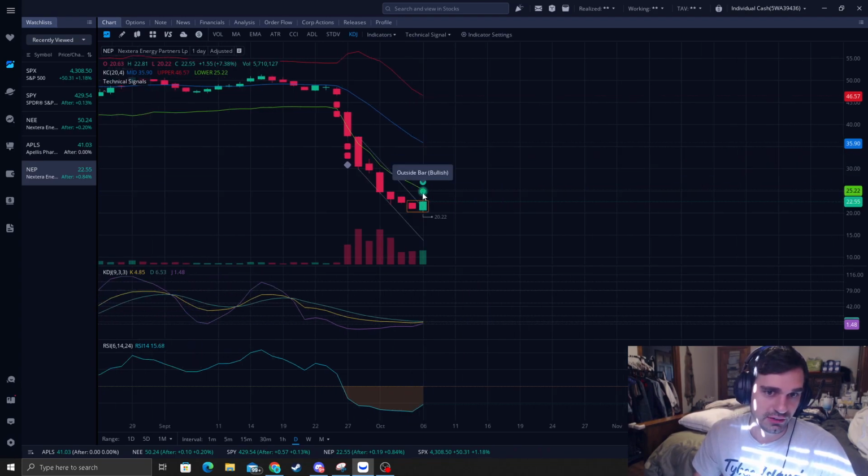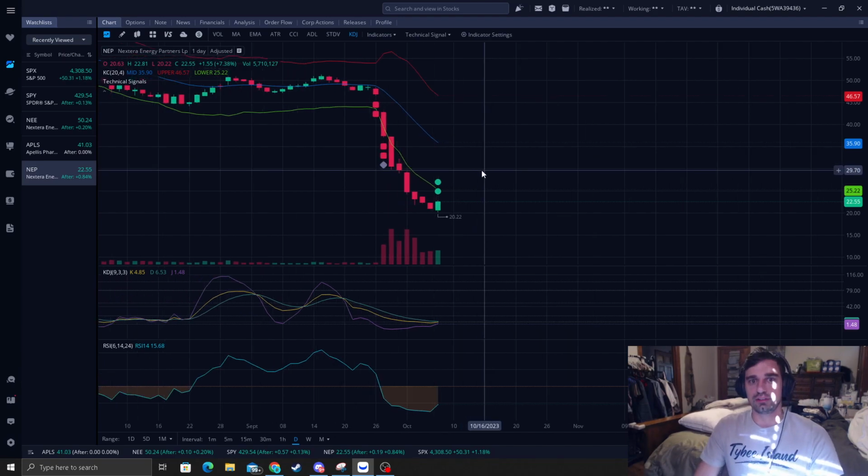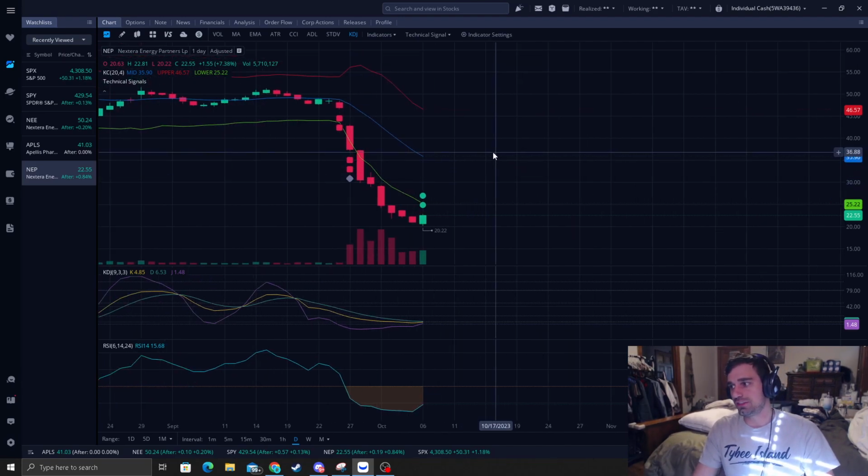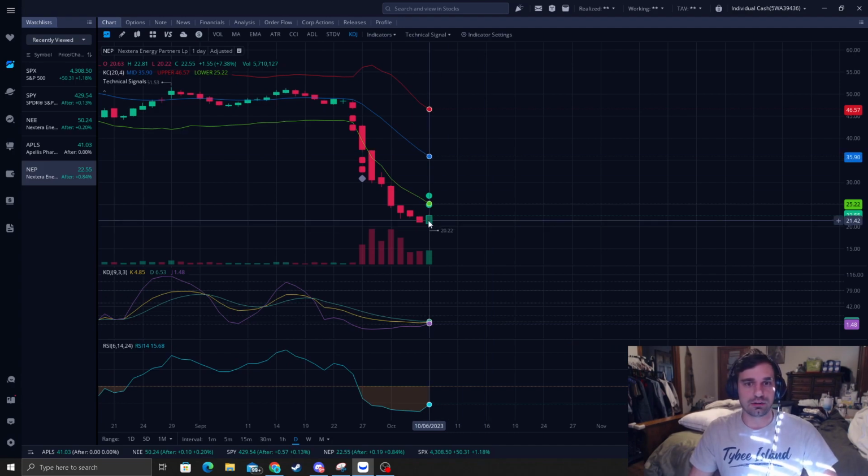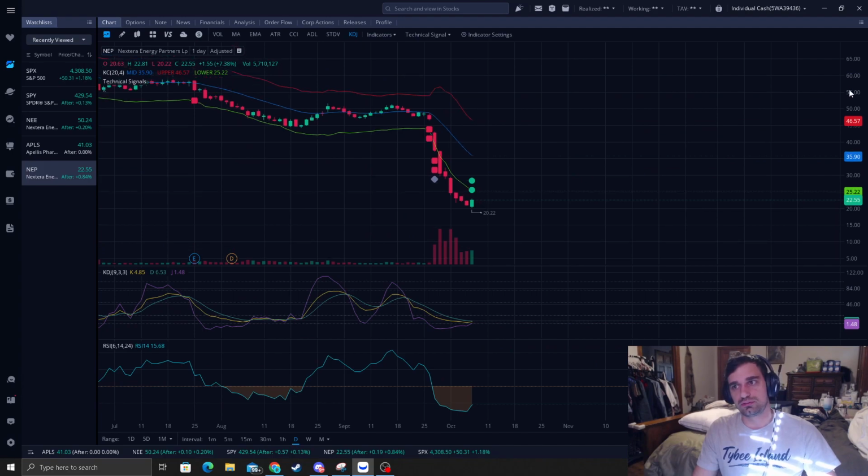But it looks like we're even having some technicals. It's Webull showing an outside bar and an engulfing line. So this is looking decent. I think this is the beginning of the rally. I don't think this is just a breather. I think the whole market was crap.